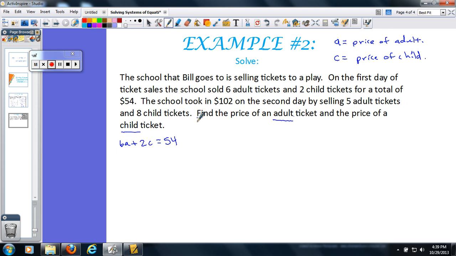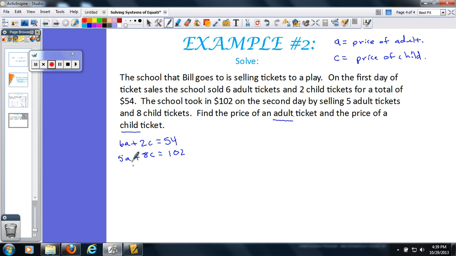Now I'm going to take the second one. On the second day, the school took $102 by selling 5 adult tickets and 8 child tickets, and that was $102. Now you're not going to want to use substitution for this one, because it's going to be a little bit more difficult to solve that way.